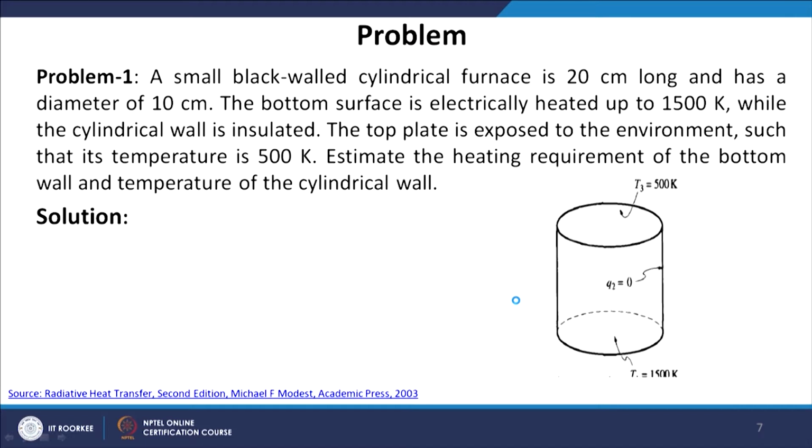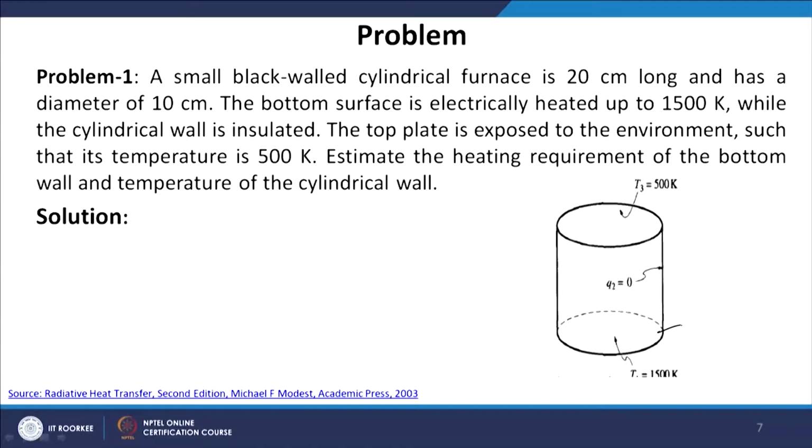In this problem we have taken a small furnace. The furnace is cylindrical in structure. The bottom surface A_1 is electrically heated using some coils, and it is maintained at a temperature of 1500 Kelvin. The cylindrical sides of this furnace are insulated, that means the heat flux through these walls is 0. Let us call the bottom surface 1, and the cylindrical surface 2, which is insulated, so q_2 is equal to 0. The top surface is exposed to the environment in such a way that the temperature at this surface is uniformly maintained at 500 Kelvin.